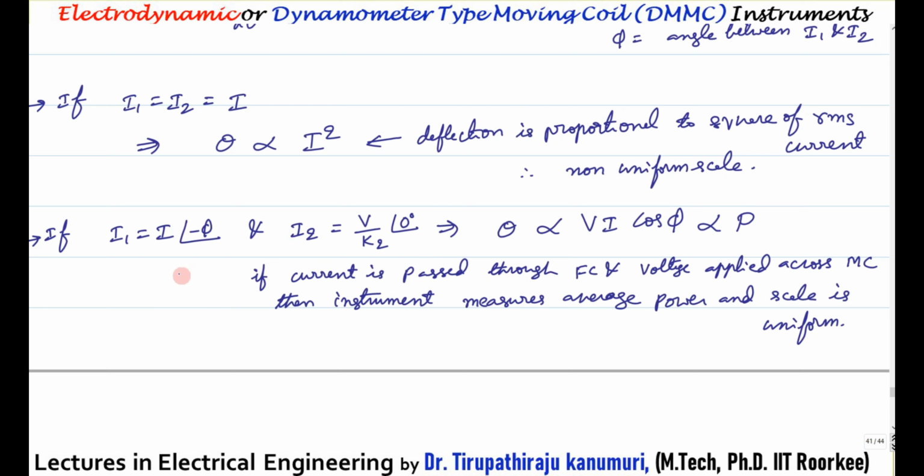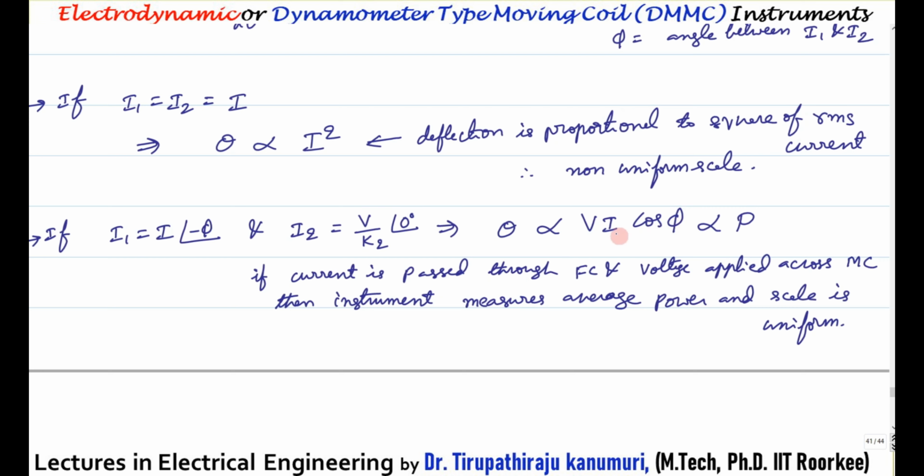Similarly, if one coil is carrying a current proportional to the current passing through the circuit, let us assume it is lagging behind the voltage by some angle phi. Similarly, the current passing in the second coil, the moving coil, let us assume is produced due to the voltage, so it is V2 divided by some constant at an angle of 0. Let us assume the current is in phase with the voltage for the second coil. In that case, theta is proportional to V into I into cos phi. Agree with me? One is proportional to V, another is proportional to current, and cos of the angle phi.